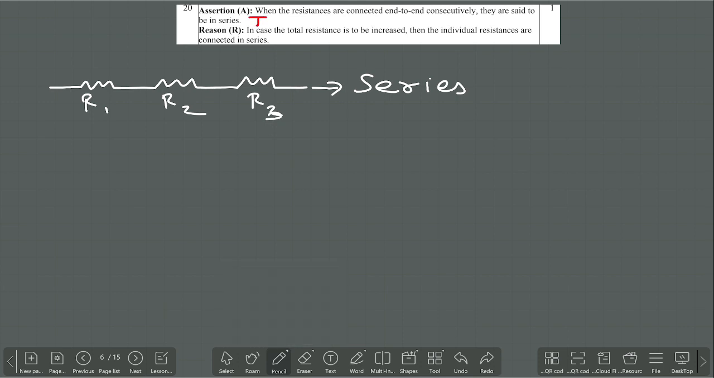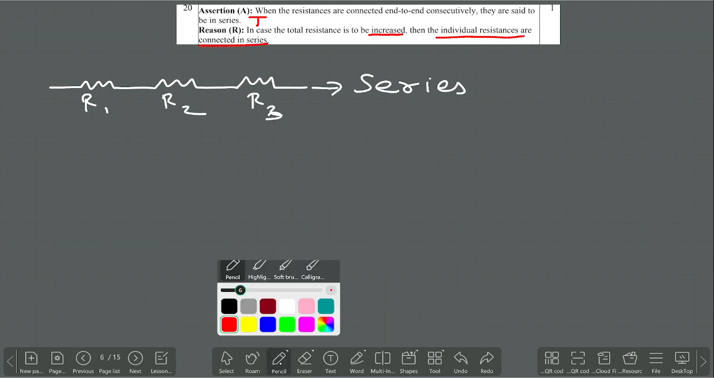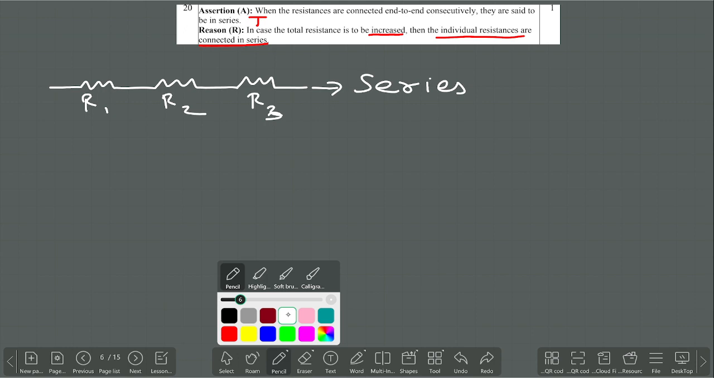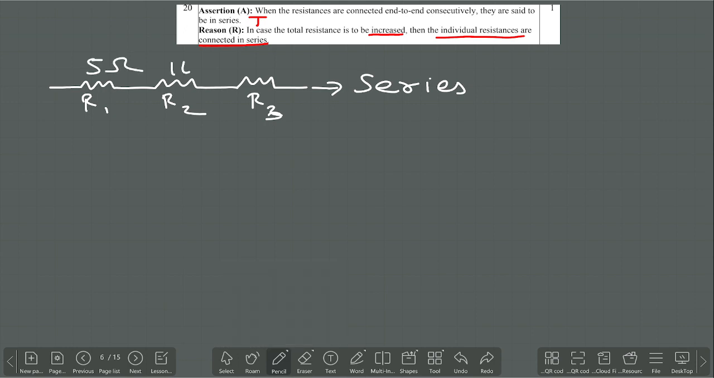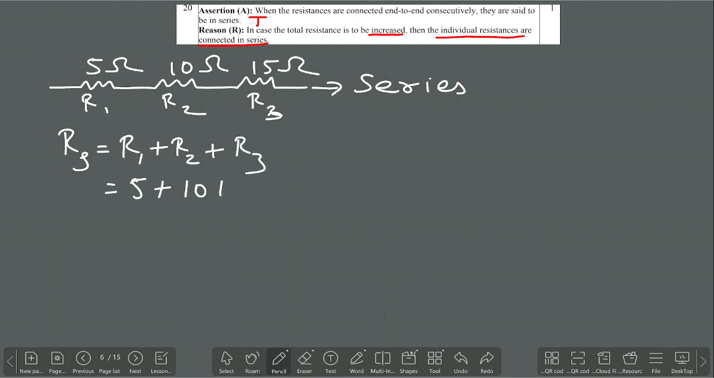Now come to the reason: the total resistance is increased compared to the individual resistances connected in series. So let us prove this one. Let us take the value of R1 as 5 ohm, R2 as 10 ohm and R3 as 15 ohm. So what will be the net resistance? R is equal to R1 plus R2 plus R3, which is 5 plus 10 plus 15. 5 plus 15 is 20, 20 plus 10 is 30. So the net resistance is 30 ohms.